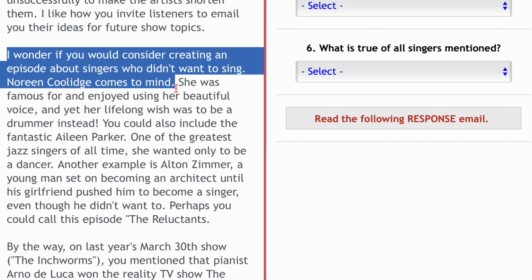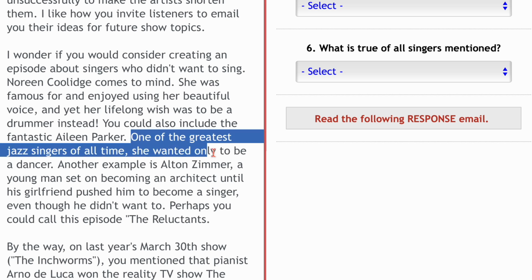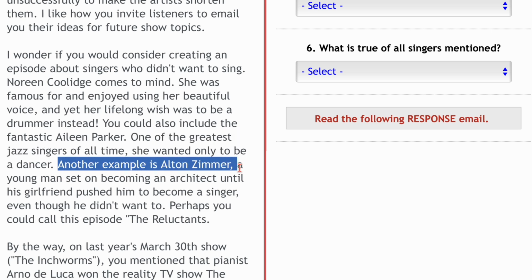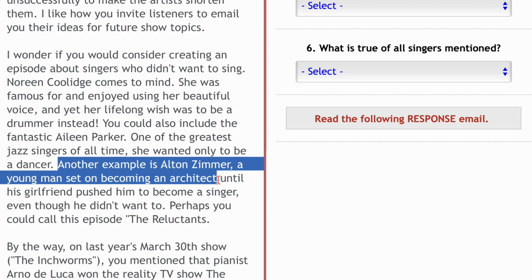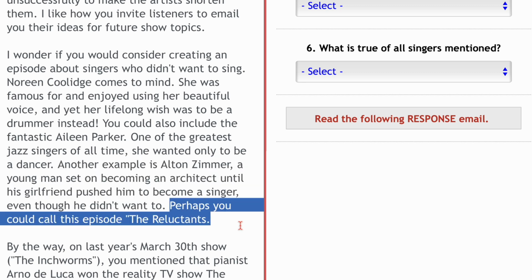I wonder if you would consider creating an episode about singers who didn't want to sing. Noreen Coolidge comes to mind. She was famous for and enjoyed using her beautiful voice, and yet her lifelong wish was to be a drummer instead. You could also include the fantastic Eileen Parker, one of the greatest jazz singers of all time. She wanted only to be a dancer. Another example is Alton Simmer, a young man set on becoming an architect until his girlfriend pushed him to become a singer, even though he didn't want to. Perhaps you could call this episode The Reluctance.